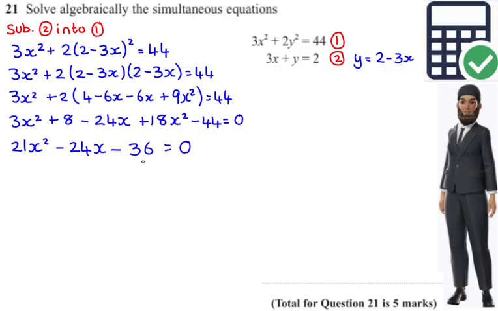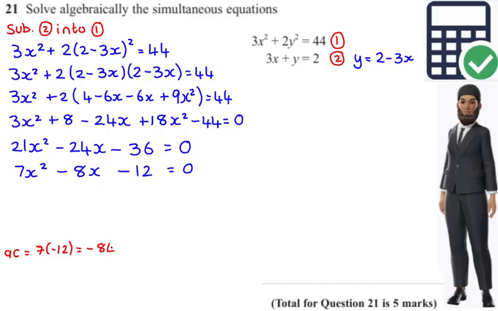Now what we're going to do, I can see a common factor of 3 over here, so let's divide this by 3, so we get 7x squared minus 8x minus 12 is equal to 0. Now we need to list the factors. So you've got our a term over here. We've got AC. Let's write it down over here. AC is equal to 7 times minus 12, which works out to be minus 84.